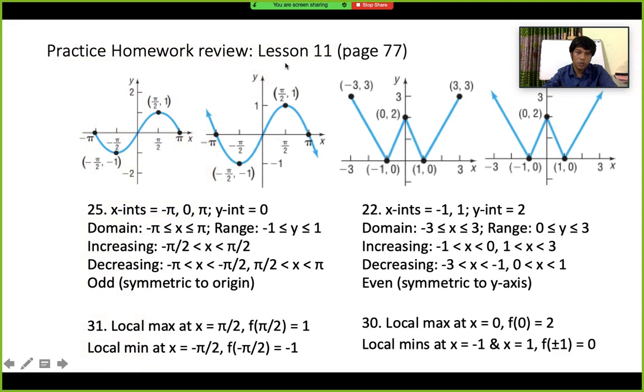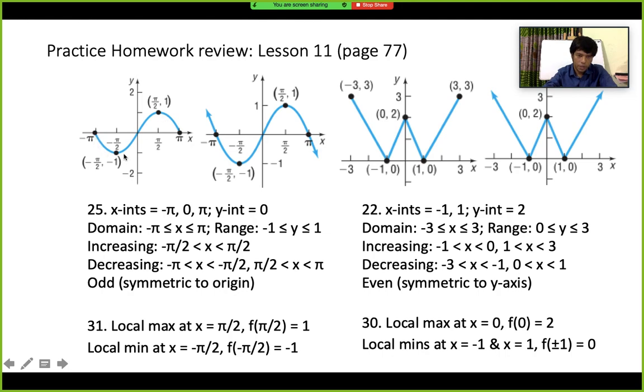This is the practice homework review. If you have done the practice homework from our lesson 11, you can match your answer with this figure. Suppose this is number 25: the x-intercepts are minus pi, 0, and pi. The y-intercept is only 0. The domain is from minus pi to pi, that means from here to here. The range is from minus 1 to 1.